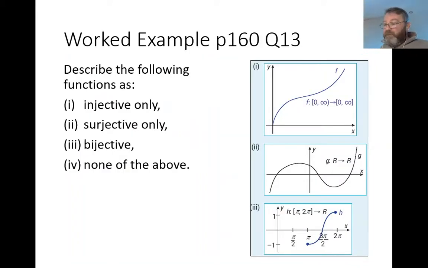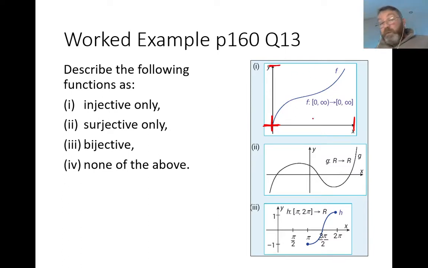Okay, next example. Page 160, question 13. Describe the following functions as injective only, surjective only, bijective, or none of the above. Okay, so let's take the first one. What do we notice? Our domain runs between 0 and infinity. So therefore, on the x-axis, we're only dealing with there to there, okay? On the y-axis, our codomain, we're only dealing from here to here. So in other words, we're only dealing with just this quadrant, okay?